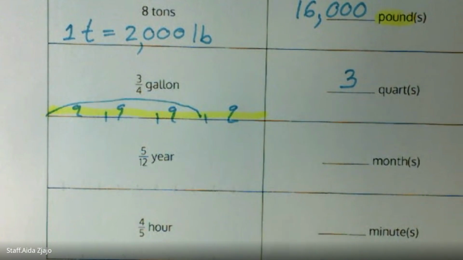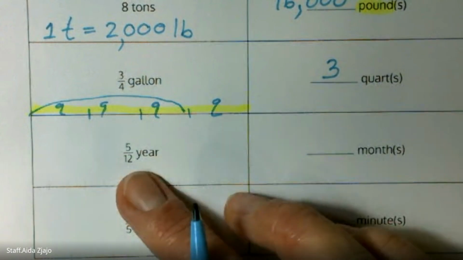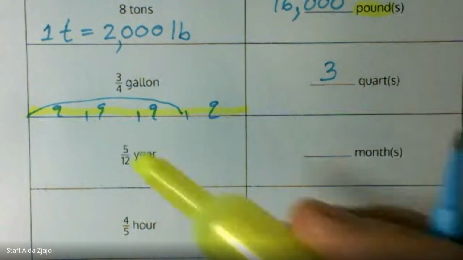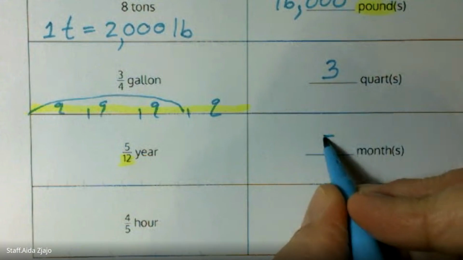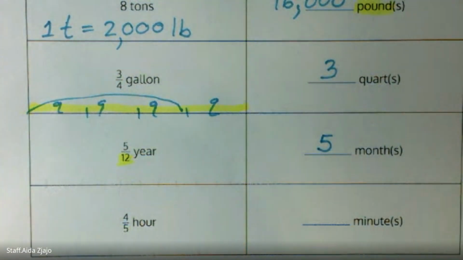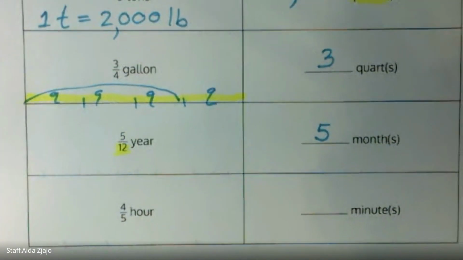5 months out of 12. How many months are in a year? The 12 months. So how many months are there? 5 months. 5/12 of a year is 5 months.